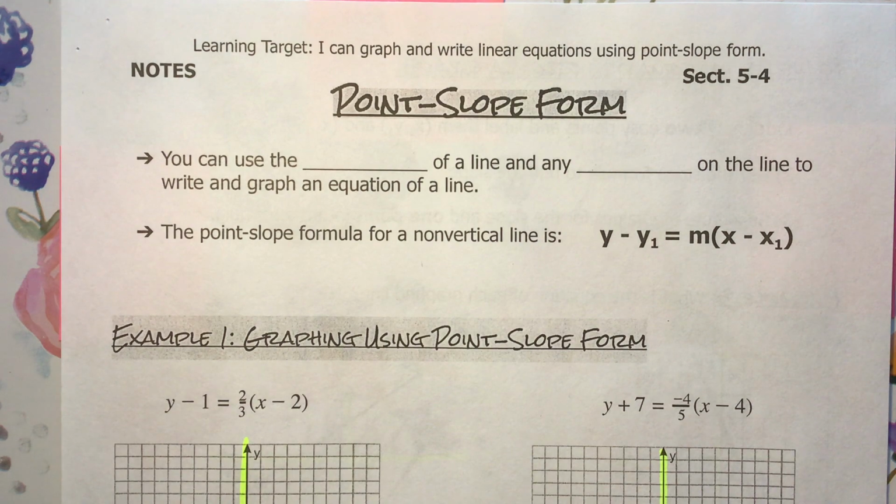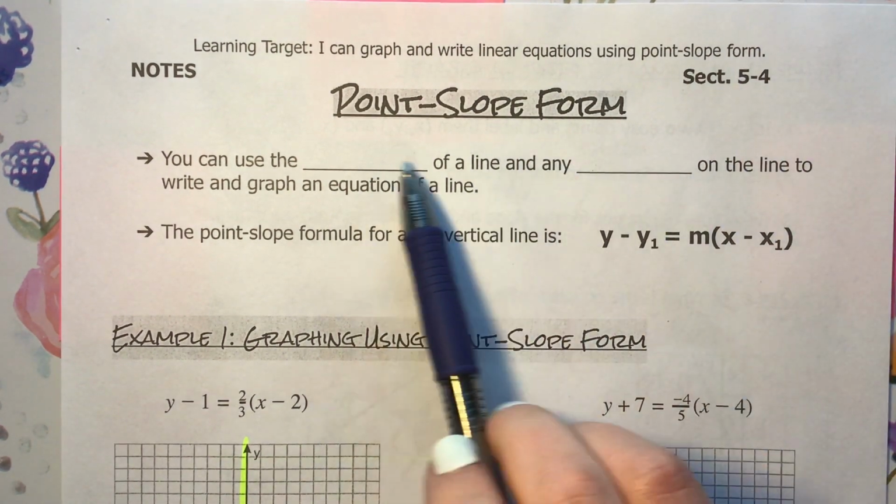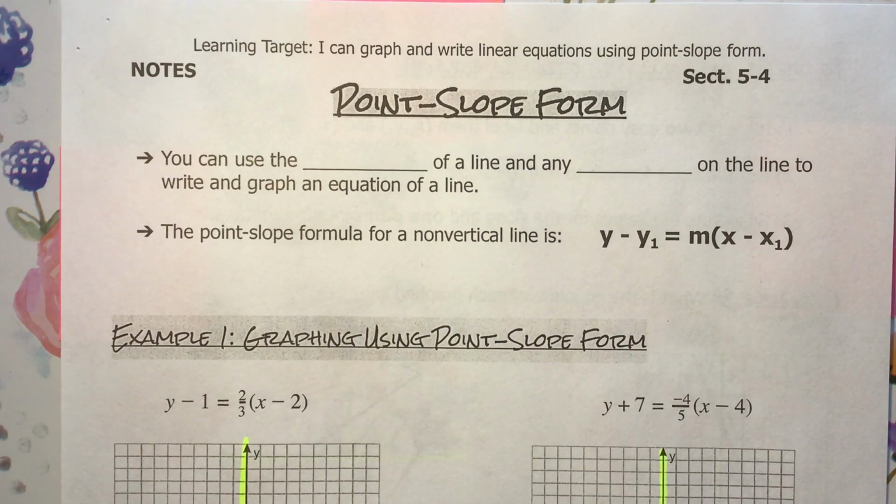We are moving on from slope-intercept form, and we're going into section 5-4, and it's called point-slope form. So today, I would like for you to be able to graph and write linear equations in point-slope form. So first of all, what is point-slope form? How do we do it?